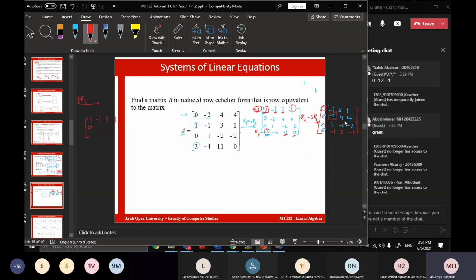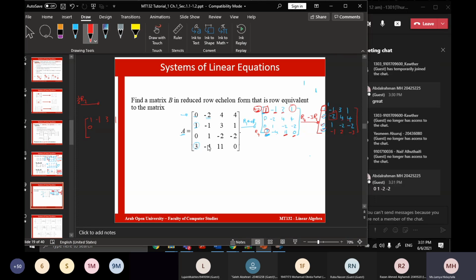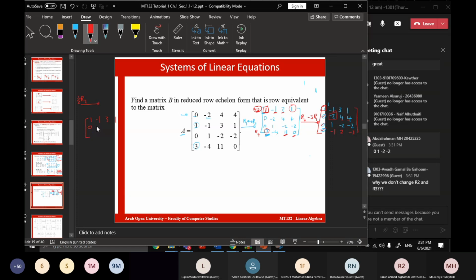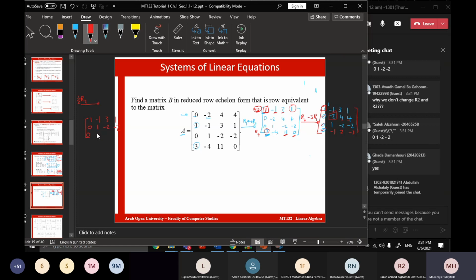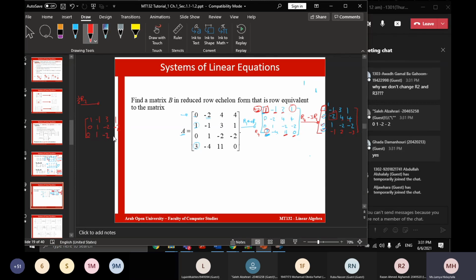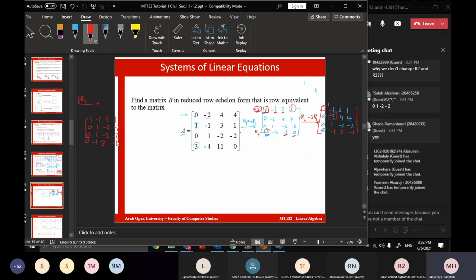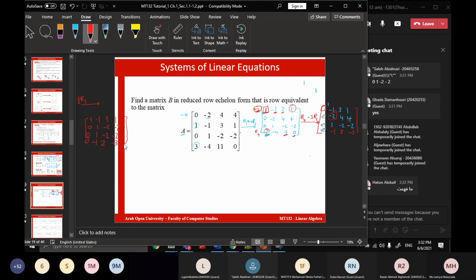And when you divide, here is 4 and here 4, all of them are divided over minus 2, correct? So what will we have? 1 and then minus 2 and then minus 2. And then the other row: 0 and 1 and minus 2 and minus 2. And then the last one: 0 and minus 1, 2, minus 3. Okay. So this is our matrix.